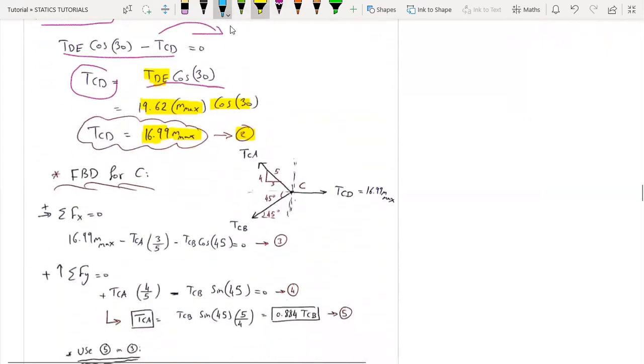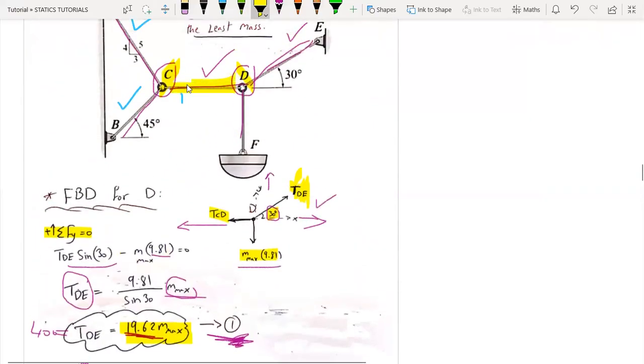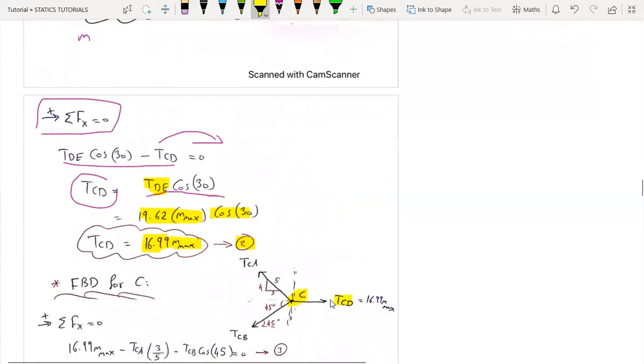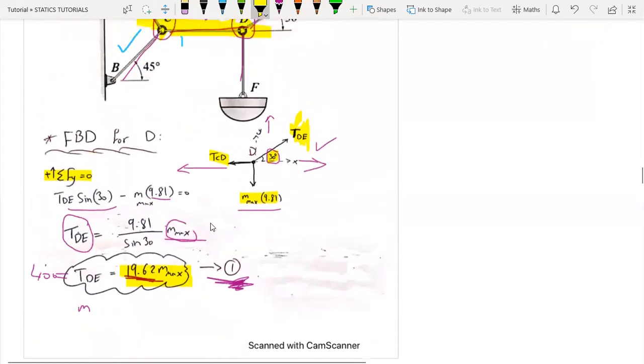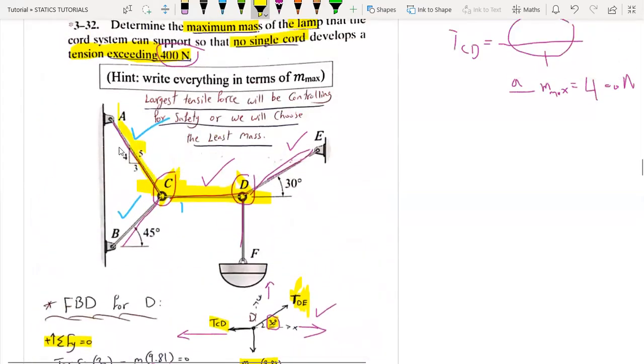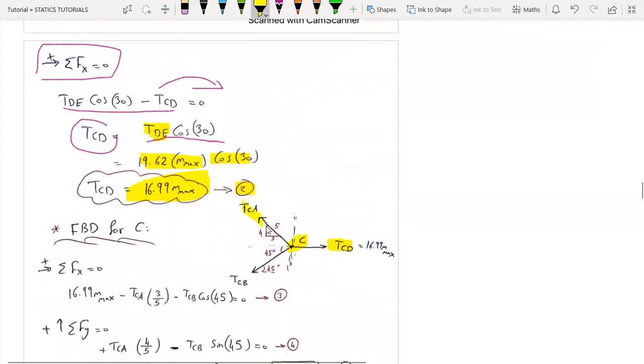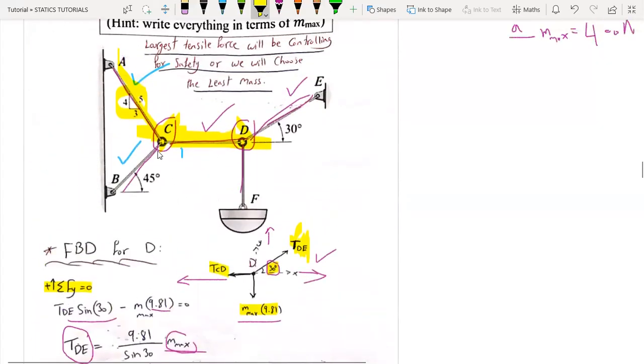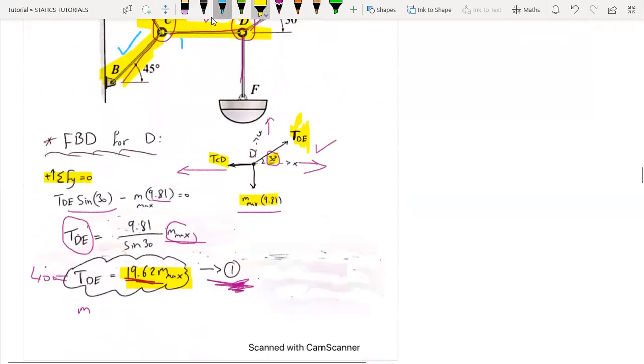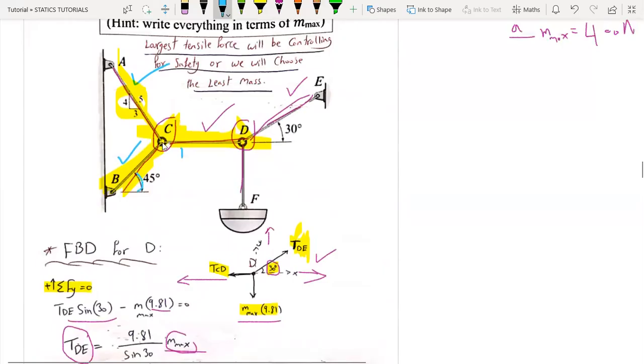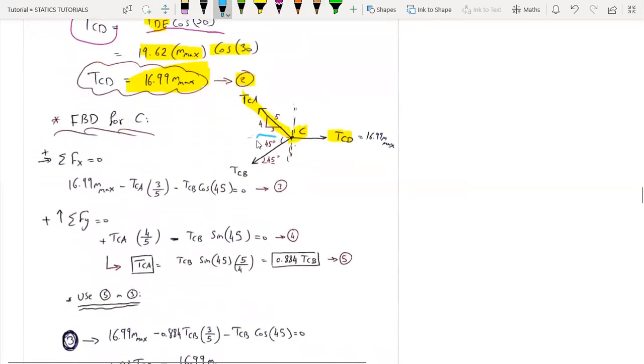So moving on here, here is our point C. We have TCD, which is equal to 16.999 M maximum. And here TCA, the triangle is given, and finally the tension force in cable BC, and here we can note the angle is given, so here the angle is 45 degrees.